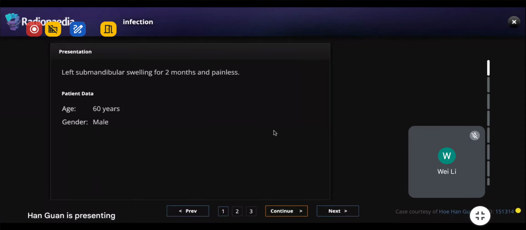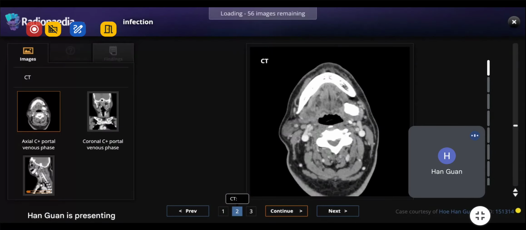Good. Okay. Thank you. And I think these are all the cases I need to show. There are other cases just to show you some infection of the sinuses.